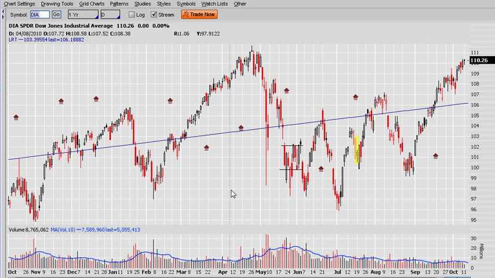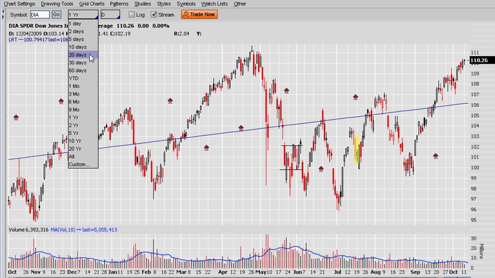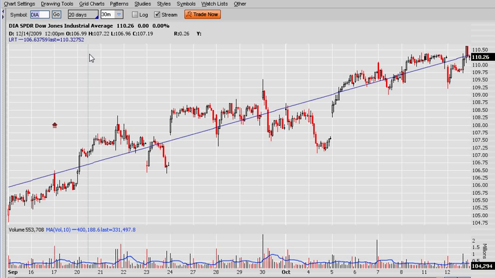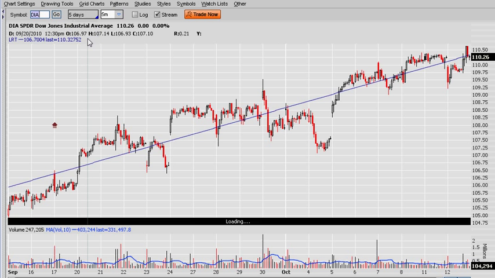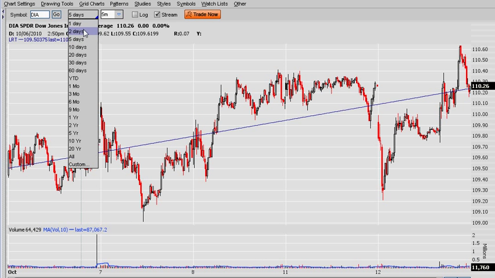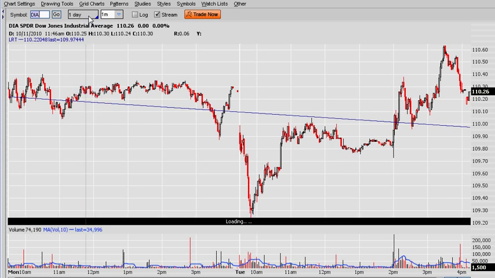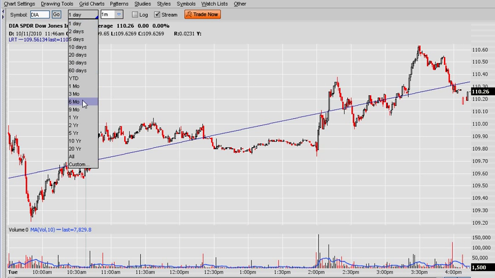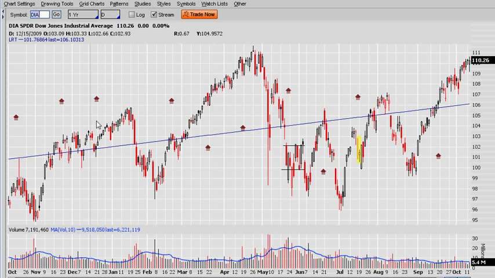As we see, it's a much slower to react line than when we move to a shorter time frame. All right, and we see it change. And because it's much slower to react, the risk is much higher.